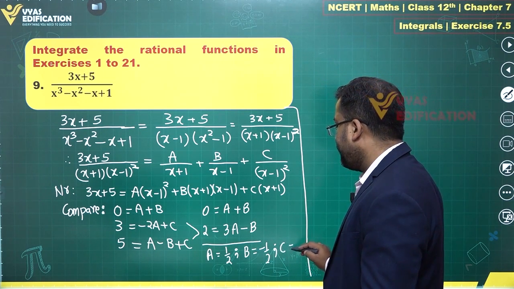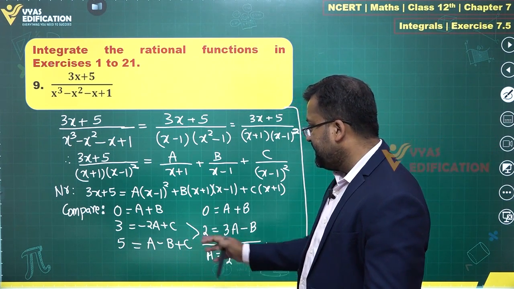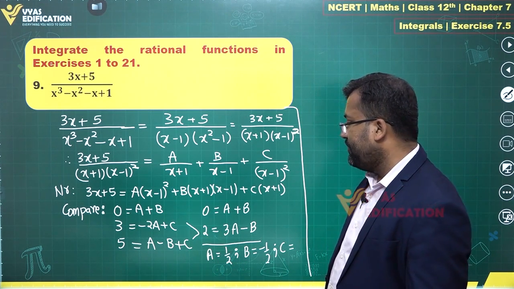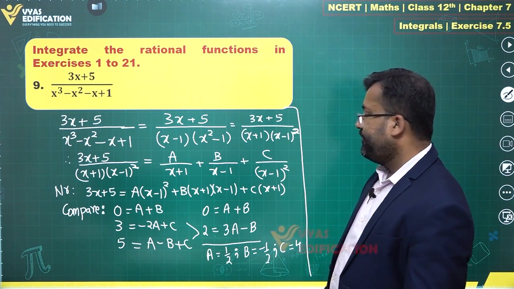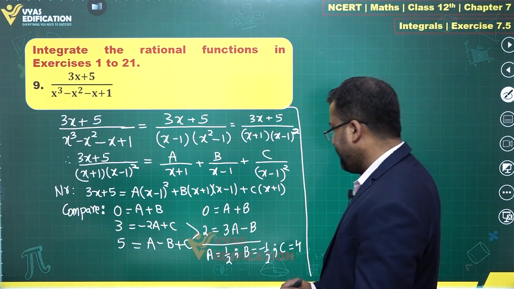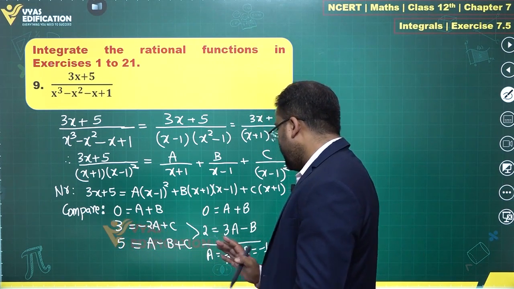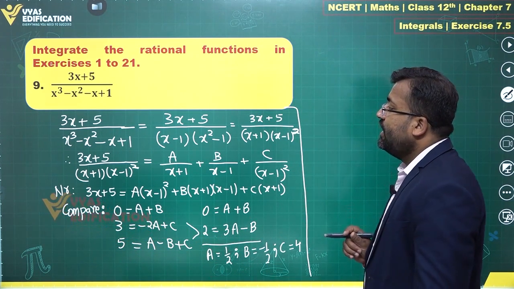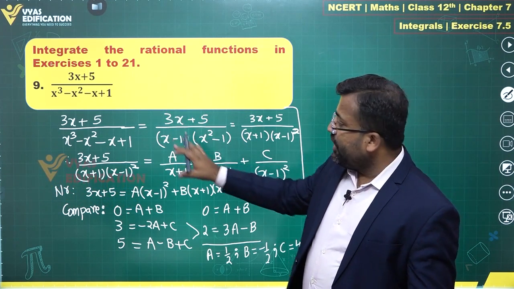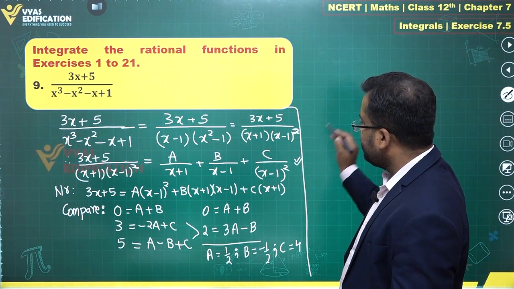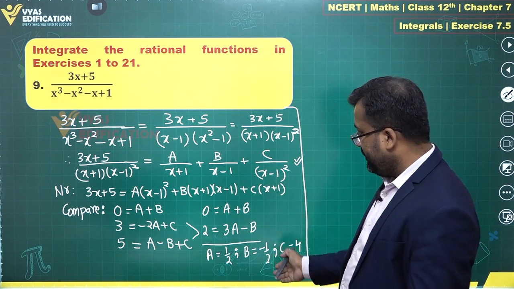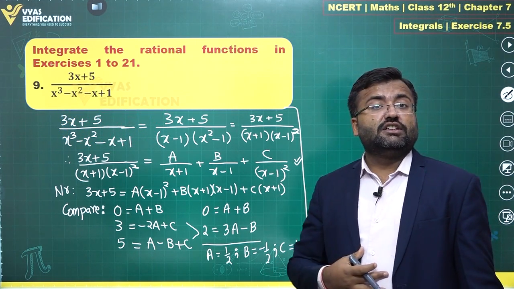And c can be obtained with the help of this. C is 3 plus 2a, 3 plus 1, 4. C will be 4. Is that okay? Yes, please note this carefully. 3 plus 1, 4 is what I get. So we have factorized the denominator, converted them into partial fractions with the help of this step, and therefore found the values of a, b and c. Now is the turn of integration.